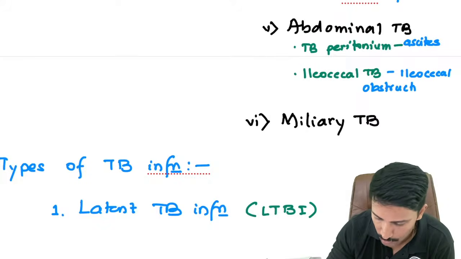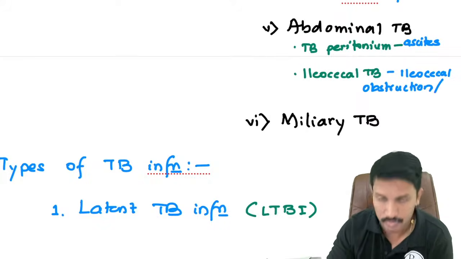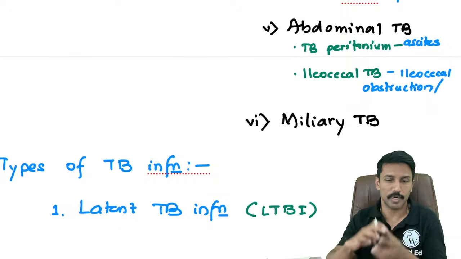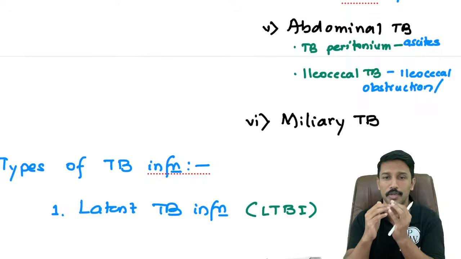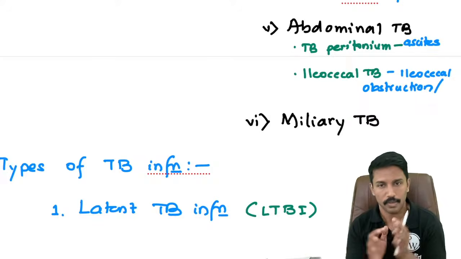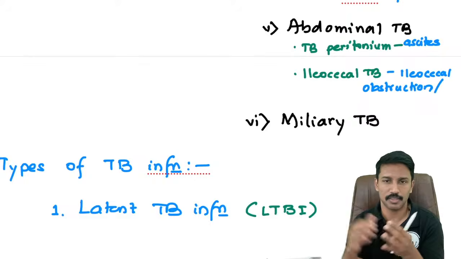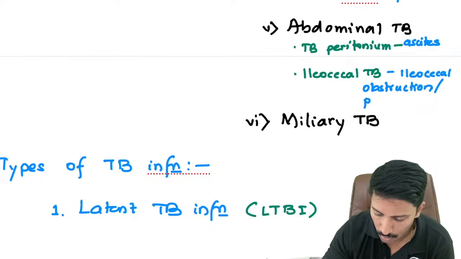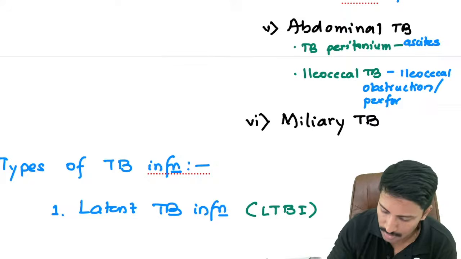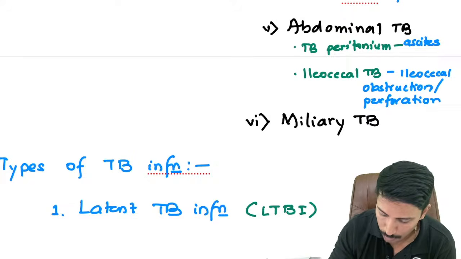So it can cause ileocecal TB, which can present with ileocecal obstruction or perforation. It can present with ileocecal obstruction, because tuberculosis means there is a granulomatous infection. We form a granuloma, right? We form multiple granulomas. So there will be a tuberculoma formed, which can intrude and obstruct the ileocecal junction. Or if the granulomas are extensive, even perforation is a possibility, ileocecal perforation.